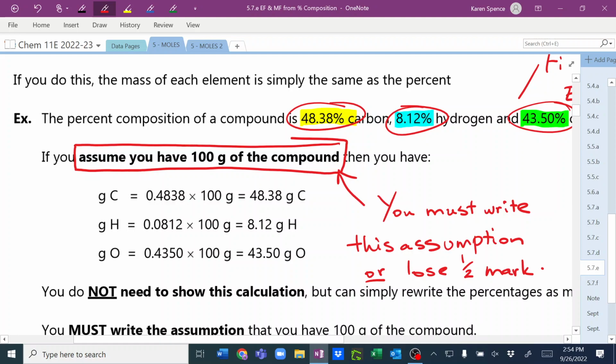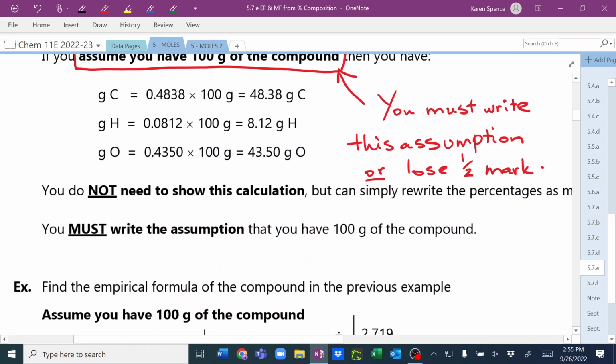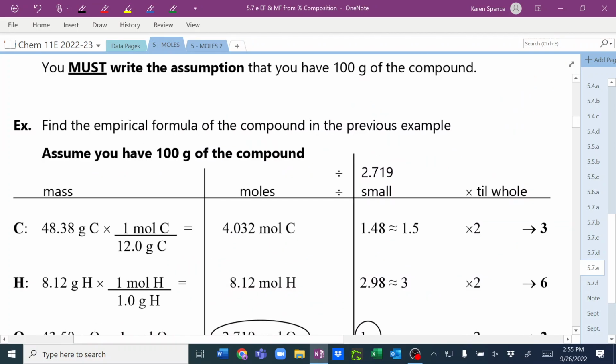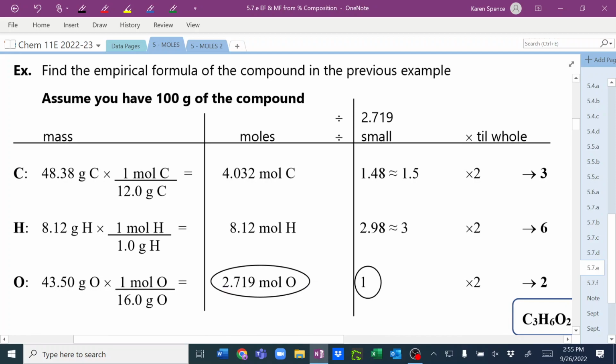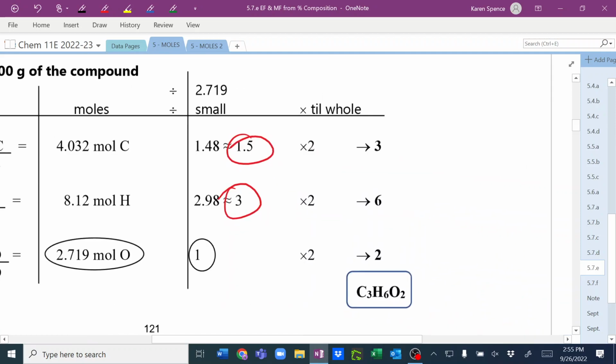Okay, you don't actually need to show the calculation of how you get the grams of carbon. You can just go directly from the percentage to the mass. Sorry, you had a question. So you assume 100 grams of the compound. Boom, done. So you write down what's in the red box, and from there you have your masses. And then you just do what you did before. We have the mass, we convert to moles, we divide by the smallest, we end up with 1.5, 3, and 1, so we times by 2, and we get C3H6O2.